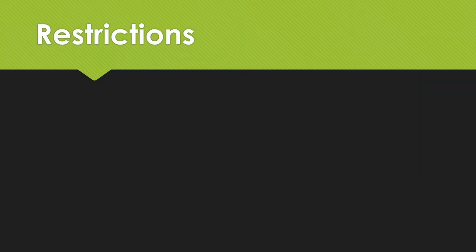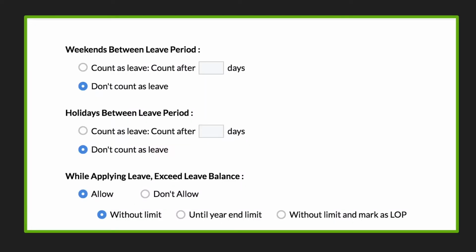Restrictions. So here, we can further refine the leave by imposing various restrictions. Weekends between leave period. If this setting is disabled, then it implies that weekends will not be included while taking leave. If the setting is enabled, then it implies that weekends will be considered as part of the applied leave. Furthermore, when a value is given here, it means that if the number of leave exceeds the value, then the weekends will be included as part of leave applied.